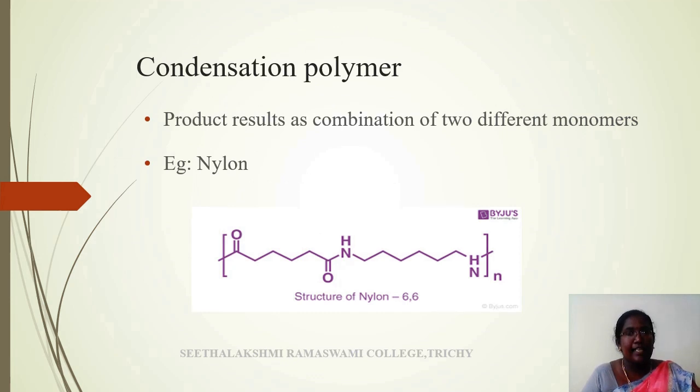Based on the process, the second type is the condensation polymer. A condensation polymer is a polymer formed as a combination of two different monomers. Here a byproduct will be formed, something will be eliminated while the process is going on. That is the difference between addition and condensation polymers. In an addition polymer, no molecules are eliminated, but in a condensation polymer, while the reaction is going on, some molecules get eliminated or replaced. For the condensation polymer, I had given you nylon as an example, along with its structure. You can clarify with that.